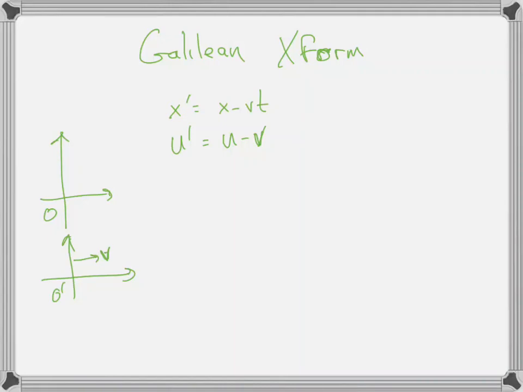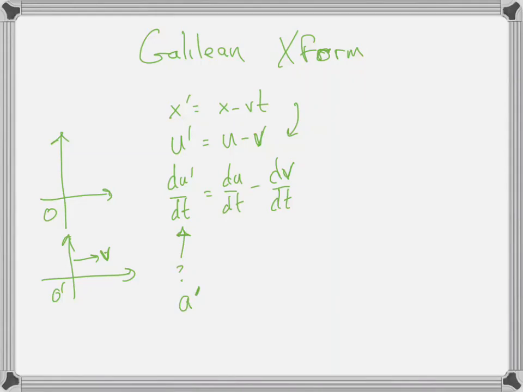We can take another derivative, go from position to velocity. I just took the derivative of x prime and x. So I can just take the derivative. What is du prime dt? Du prime dt is equal to du dt minus dv dt. Let's now identify each of these variables. What is this variable? What is this variable? This is the acceleration as measured from the prime frame.